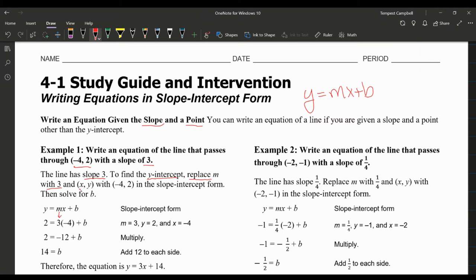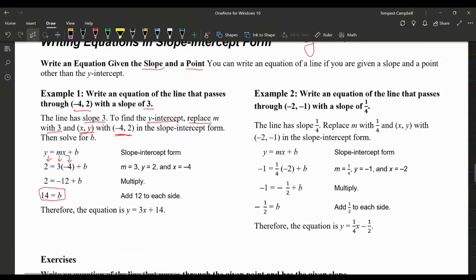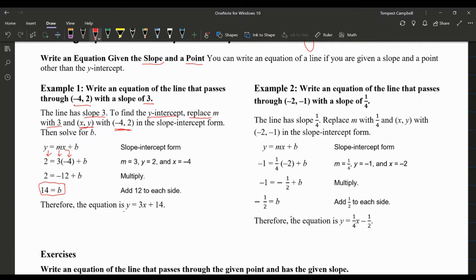And x and y with -4, 2. So our x is going to go in for our x and our y is going to go in for our y. We're going to solve for our b. We get 14 equals b. Therefore, our equation is y equals 3x plus 14.